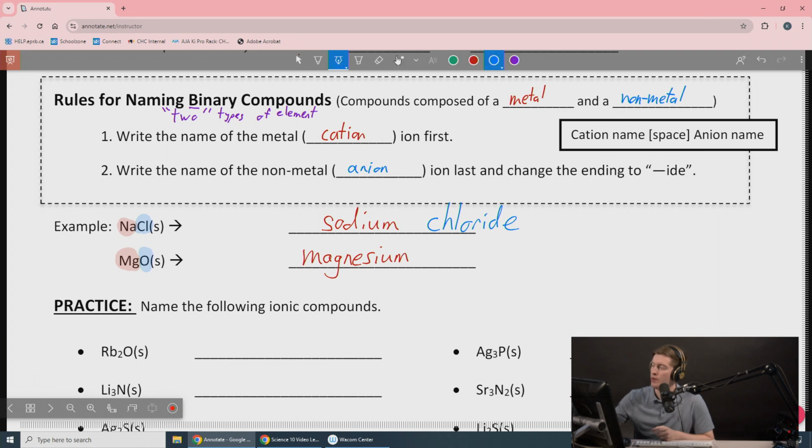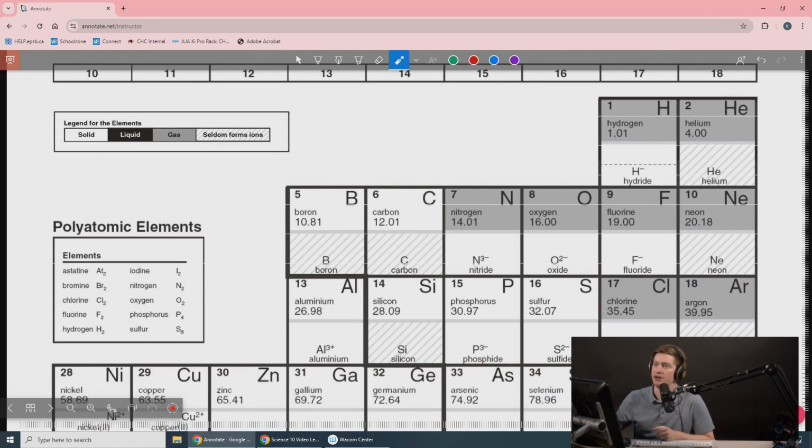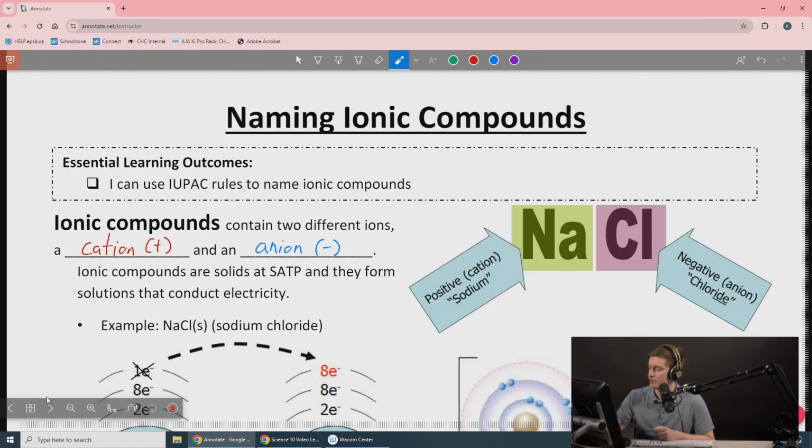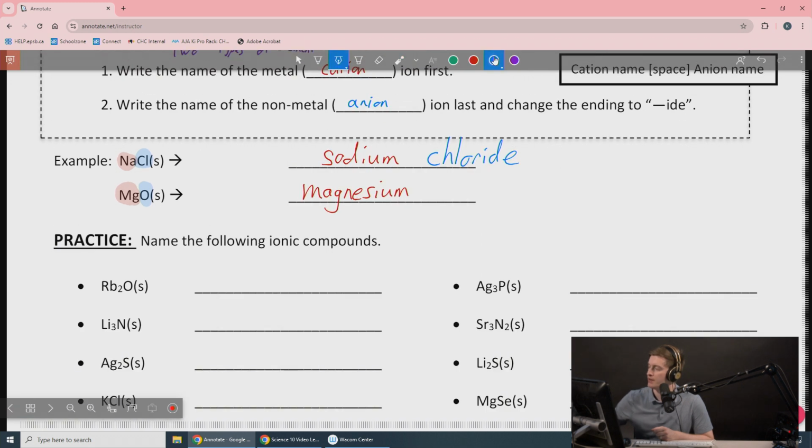And then O is for oxygen. I'm going to show you on the table again. If you find O, it is number 8. That's oxygen. But as an anion, we call it oxide. So this isn't just magnesium oxygen. This is magnesium oxide.